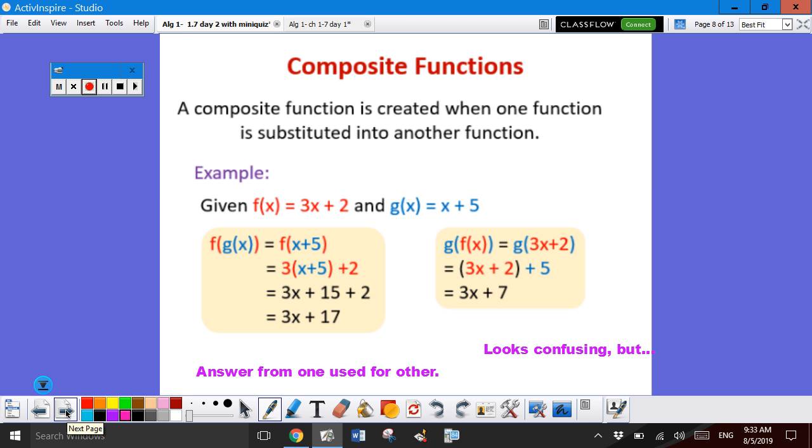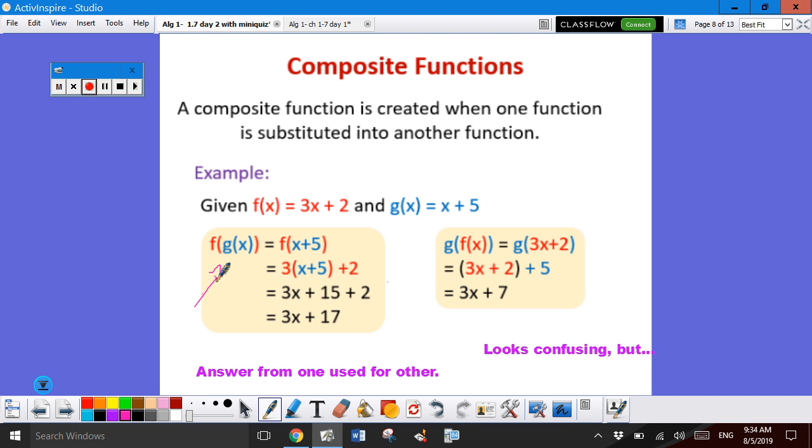Okay, so composite functions. Composite functions are just a little bit more of an advanced function operation. So it kind of looks confusing because all of a sudden I have these double function, weird looking things. So this is actually read f of g of x, okay? f of g of x. So it means I'm going to use the answer from one to put into the other.